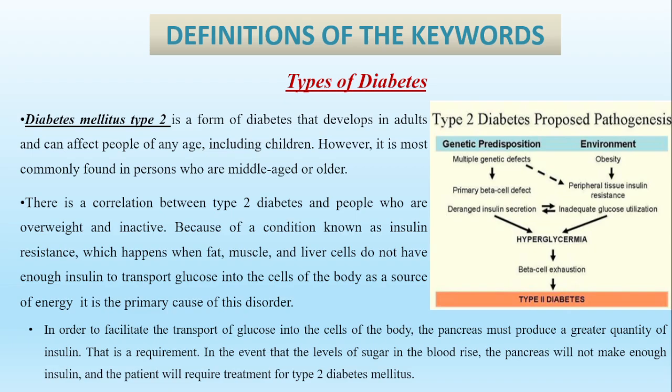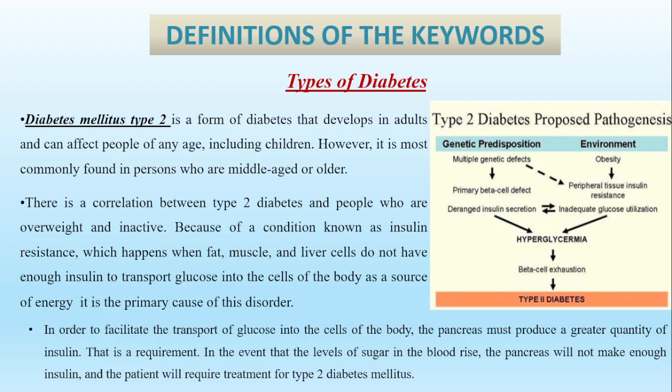There is a correlation between type 2 diabetes and people who are overweight and inactive, because of a condition known as insulin resistance, which happens when fat, muscle and liver cells do not respond to insulin enough to transport glucose into the cells of the body as a source of energy. It is the primary cause of this disorder.